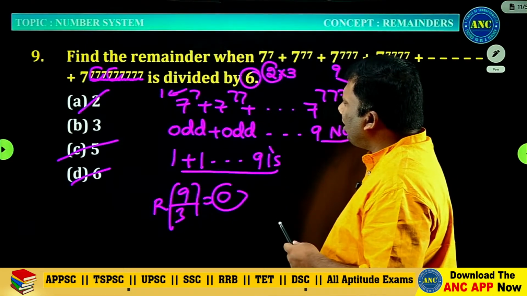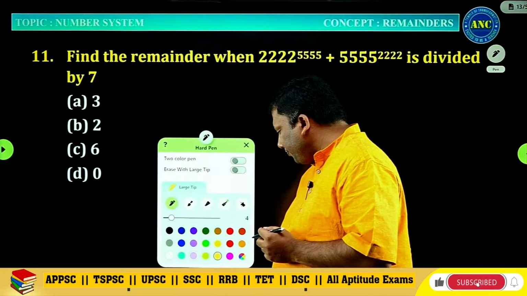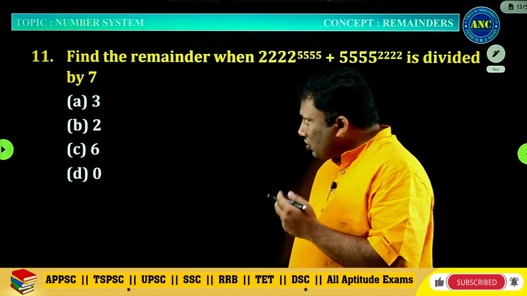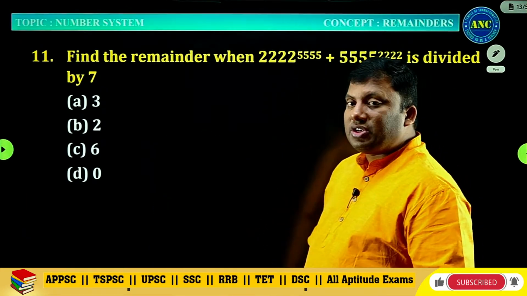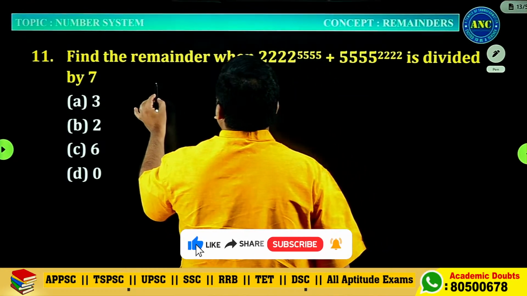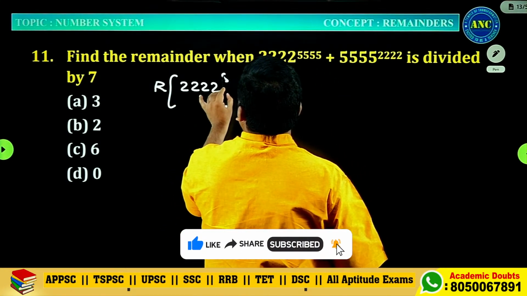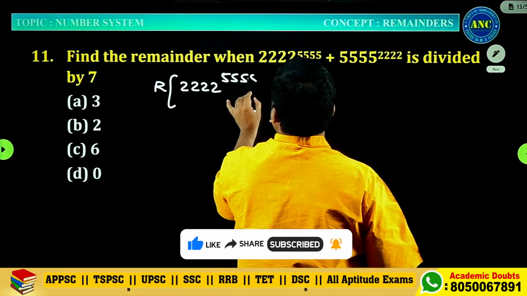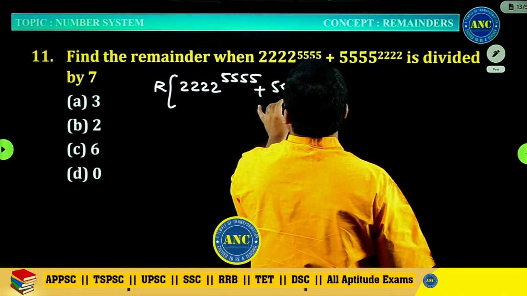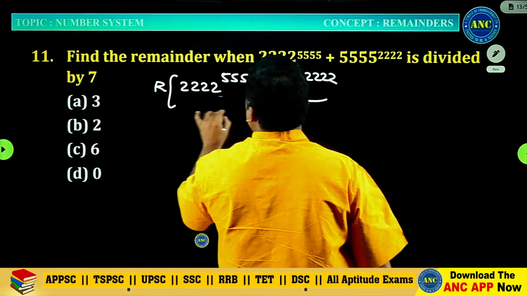We will try to cover as many models as possible. Now see here. This question we will do; it's a very good question. In fact, it's an original CAT exam question. The question is 22222 power 55555 plus 55555 power 22222, divided by 7.